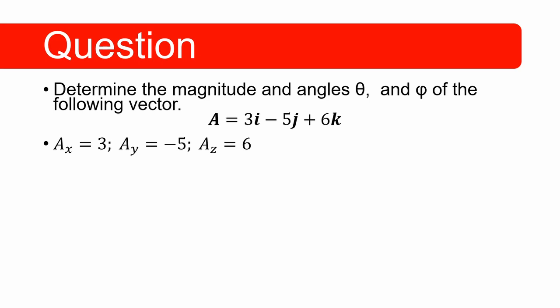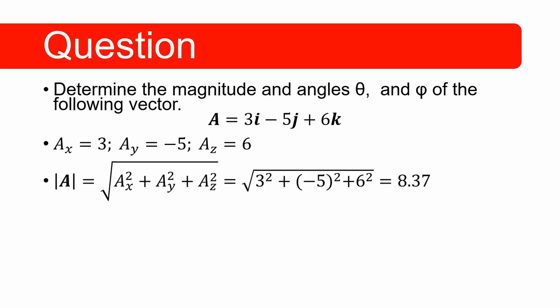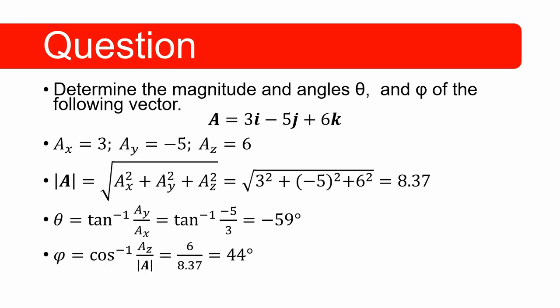Now the equation to determine the magnitude of the vector is to square all the different parts of the vector, sum them together, and put them under a square root. And we get an answer for the magnitude of the vector A as 8.37. We can now calculate the values for the angles theta and phi, and we get theta as minus 59 degrees and phi as 44 degrees.